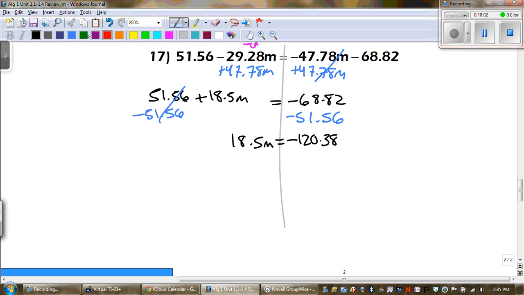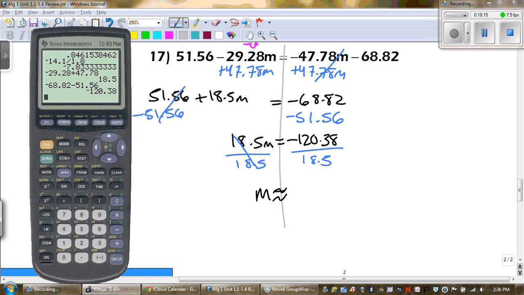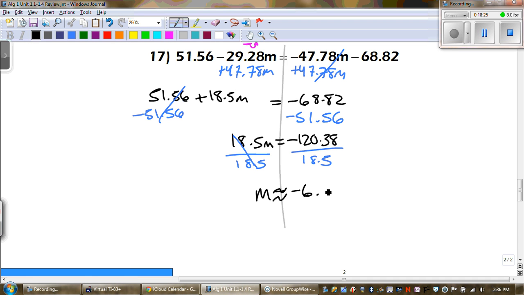The last step would be to divide by 18.5, and we get m. I have a feeling we're going to round that one, so I'm just going to put the squigglies down right away. So divide that by 18.5. Okay, 0 is my second decimal. There's a 7 right there, which means that rounds to negative 6.51. And that's your answer. Okay.